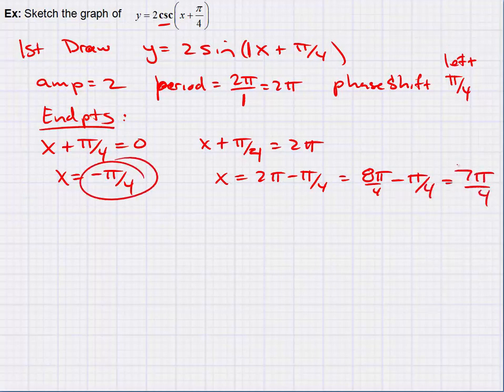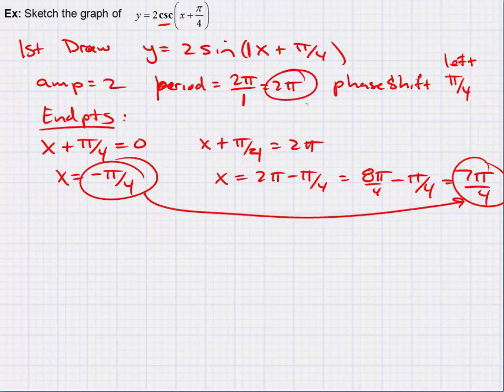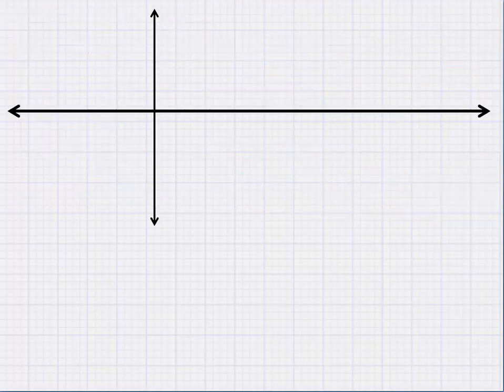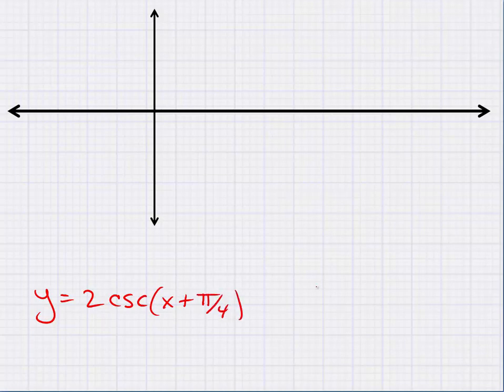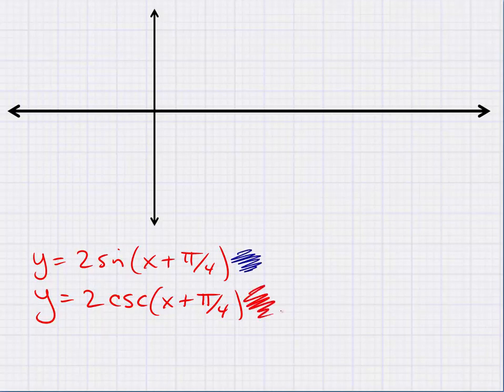So my endpoints are these endpoints. Remember, you got to make sure that that's the same as your period, and it is. The distance from here to here is 2 pi. So now I'm going to start to put my graph together. I remember I want to draw y equals 2 cosecant of x plus pi fourths. But in order to do that, what I'm really first drawing is y equals 2 sine of x plus pi fourths. So I'm going to do this first one in blue, and I'm going to do the actual graph I want in red.